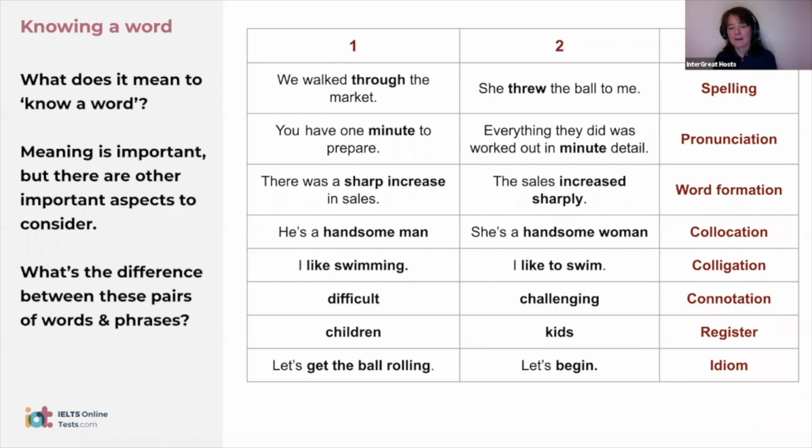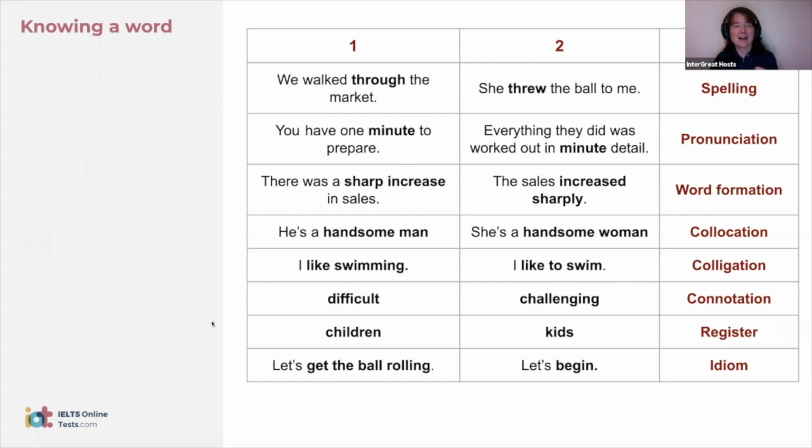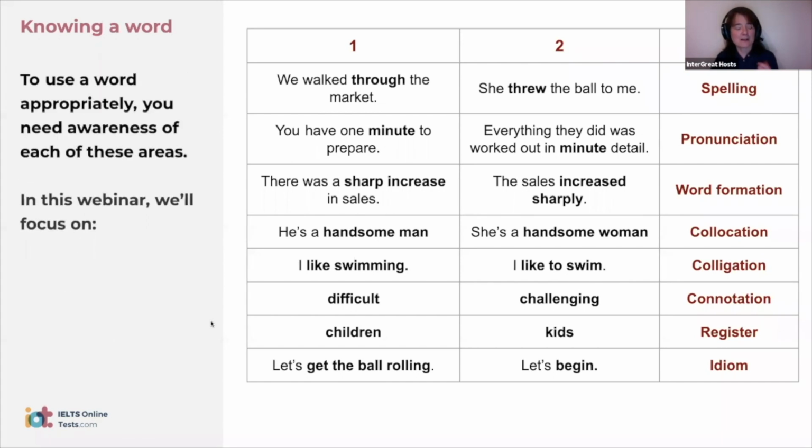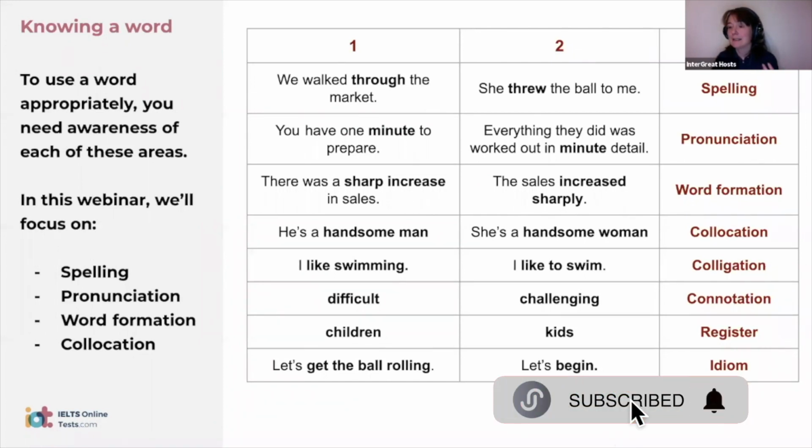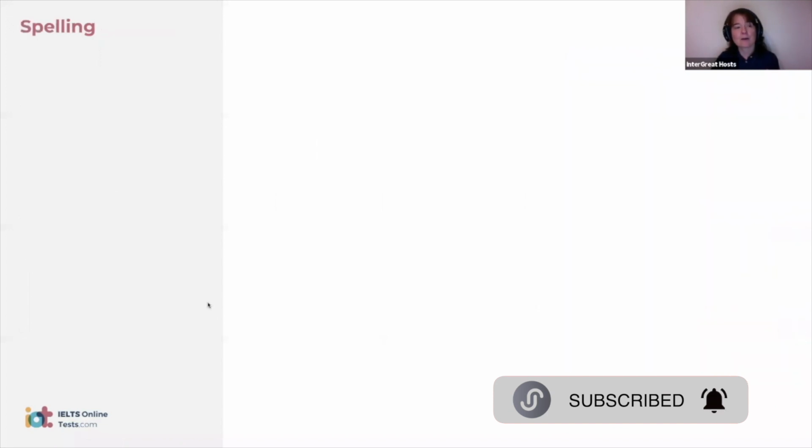Okay. All right. So I'm going to look at some of these aspects. Now, okay. So we're going to just look at these areas. The other areas like register and connotation and idiom, we will look at in a different webinar. Okay.